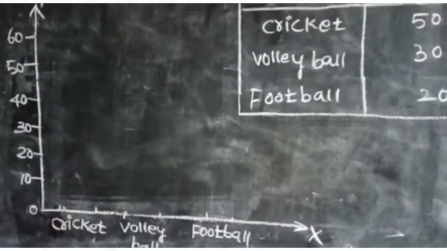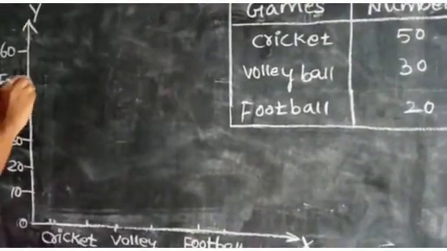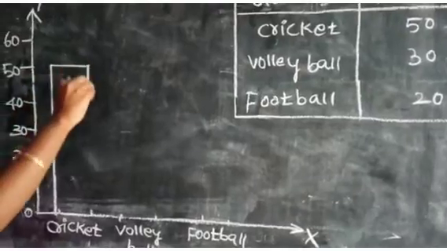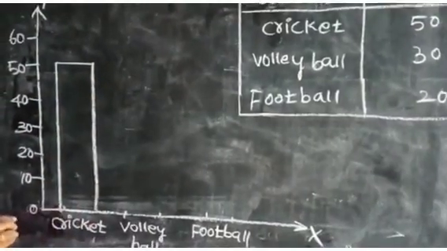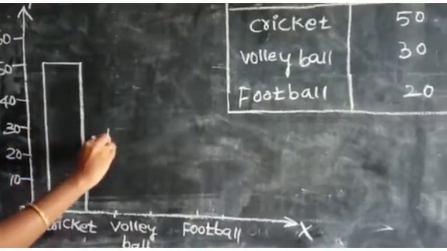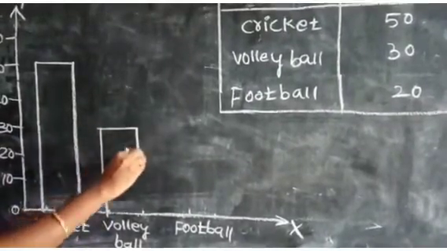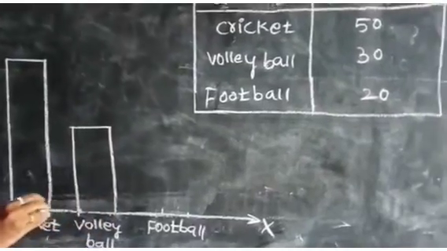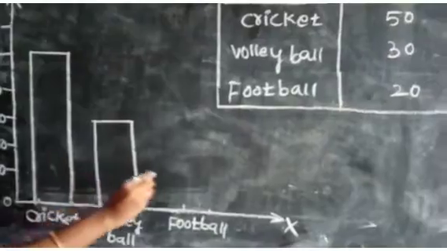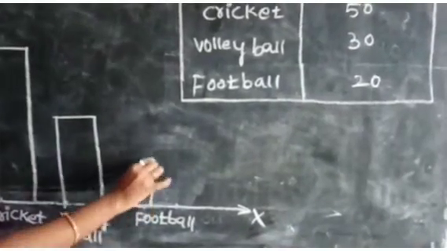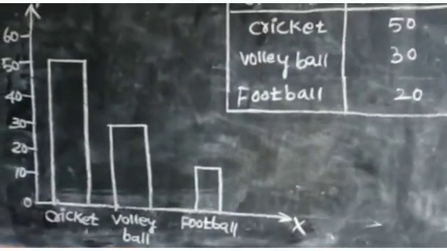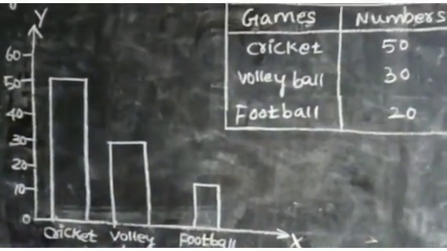First for cricket, 50. 50 is here. So draw a rectangular bar. Then for volleyball, 30. 30 is here. So draw a rectangular bar. Then for football, 20. 20 is here. So draw a rectangular bar. So we have drawn a bar graph for the provided data.